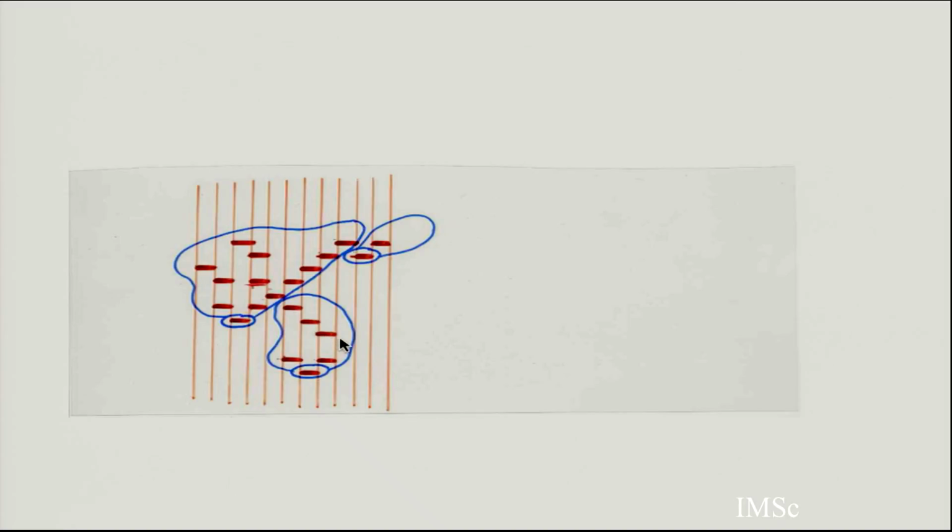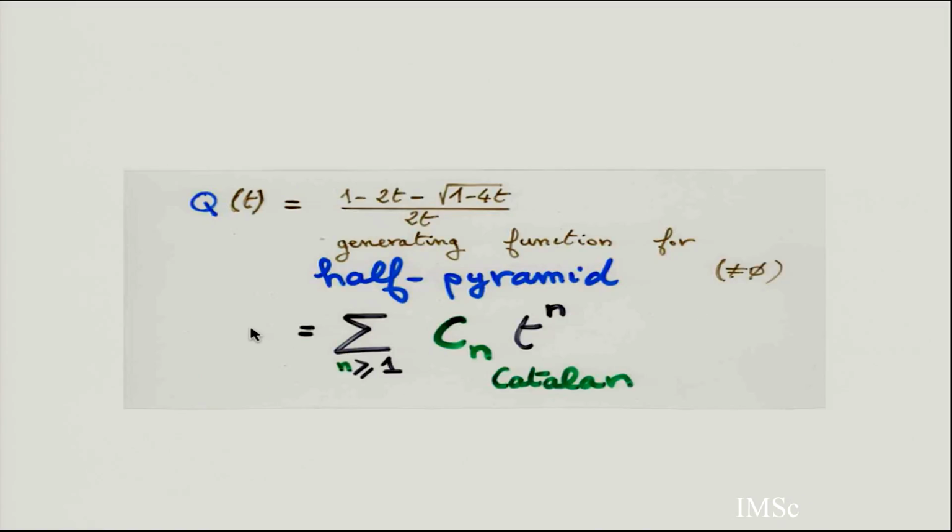But what you have to retain from this is just we are interested in counting connected heaps of dimers. So let Q denote the generating function for half pyramids, or semi-pyramids, which means the generating function for Catalan numbers starting at n equal 1. So the non-empty pyramid, of course, a pyramid is always non-empty, it has a maximal piece.